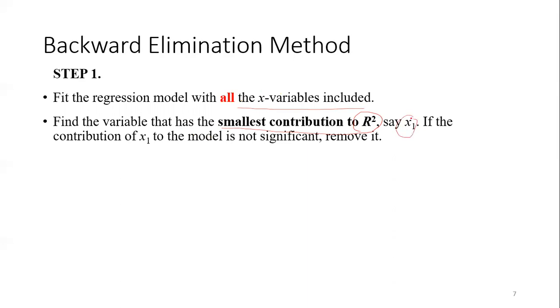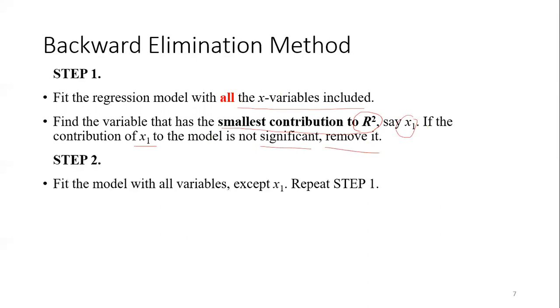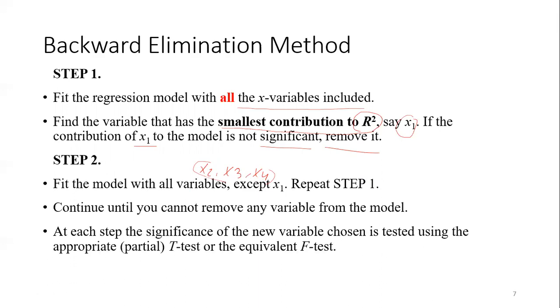Say that it is x1. If the contribution of x1 is not significant, just remove it. Then in step 2, you have a linear regression with the remaining variables, which are x2, x3, and x4. Again, you get a regression with the remaining 3 variables, check which one has the smallest contribution to R square, and then check whether it is significant or not. If it is not significant, remove it as well.